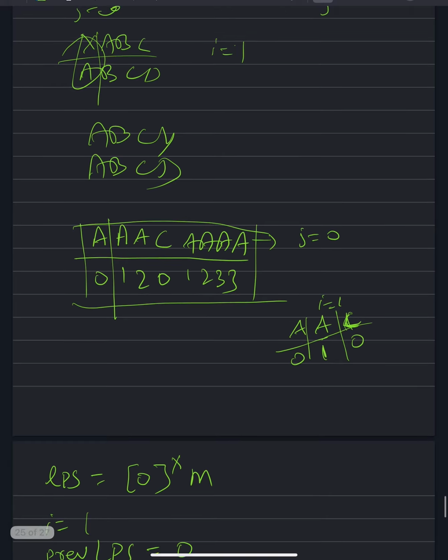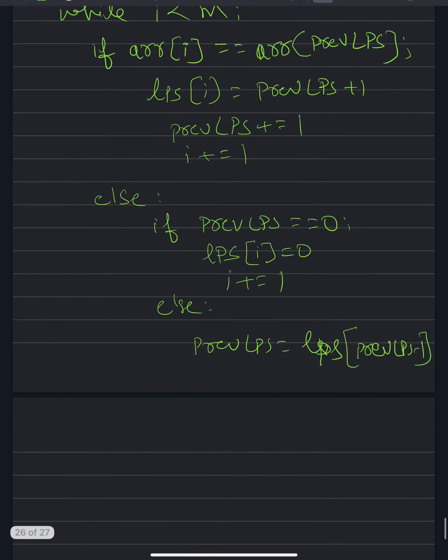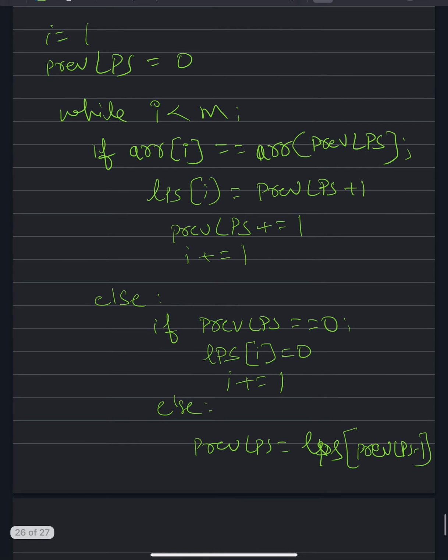Let's suppose we are starting, A, A, it matched. We increase the previous LPS equal to 1 and i equal to 1. It is again matching. Previous LPS equal to 2 and i equal to 2. Now i equal to 3 and it is not matching. Then we come to the else. Is it equal to 0? No. Previous LPS was 3.